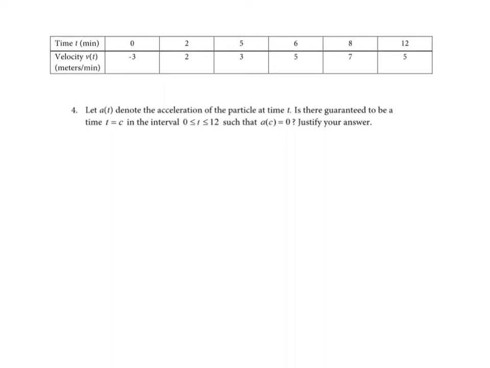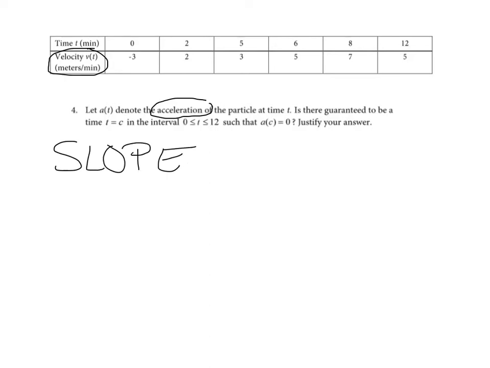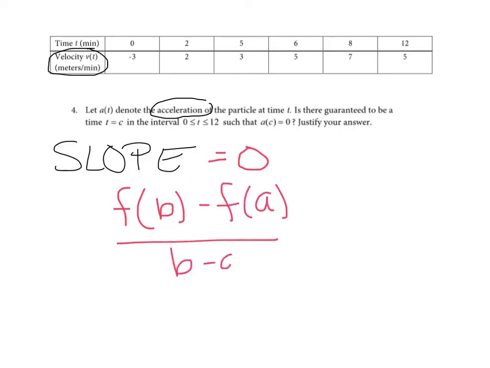We are given a table of velocity, and this question is asking about acceleration. So in my head, I'm saying I need to be looking at slope. That's the first thing that pops in. I have velocity and I want acceleration. So again, I need to find a slope that's equal to 0. I just think of my difference quotient or my slope formula, and I'm saying, is there ever a time when f of b minus f of a all over b minus a equals 0?